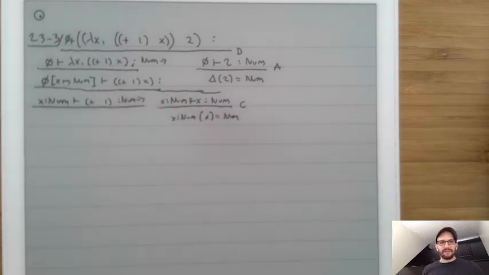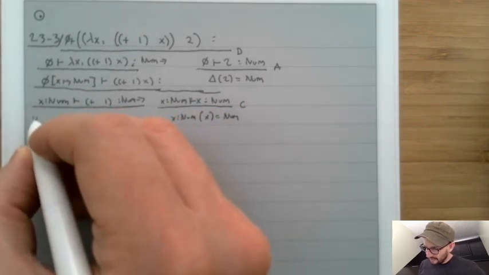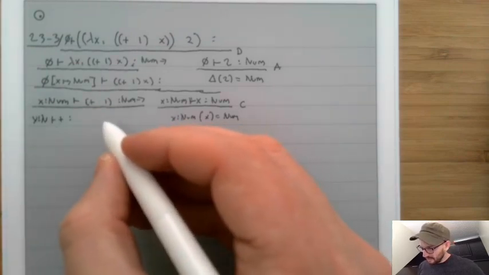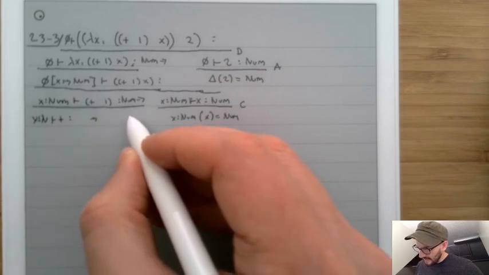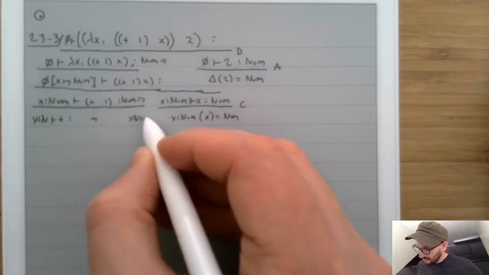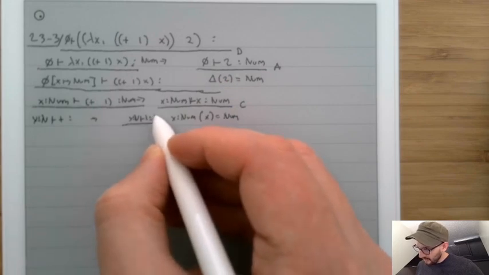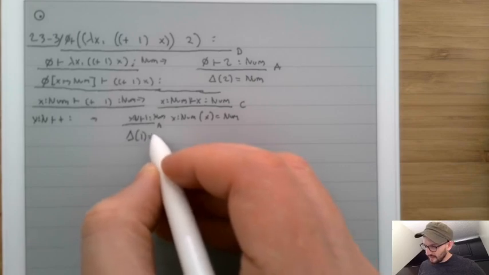And that is itself another application. So we have to see if x num proves that plus is a function. And we have to prove that x num proves that 1 is something, which via rule A, we know that it's a number because big delta of 1 equals number.